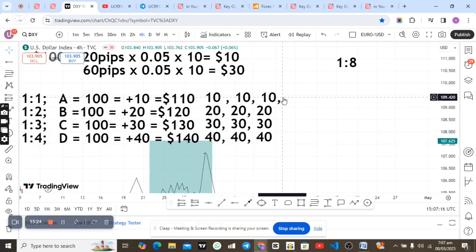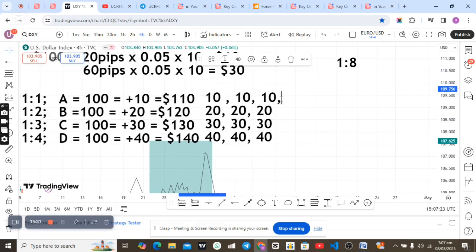It's easy. So this time around, my first friend, Mr. A, was able to make 30 USD. Now his current capital is at 140. This guy was able to make something like 60 USD.